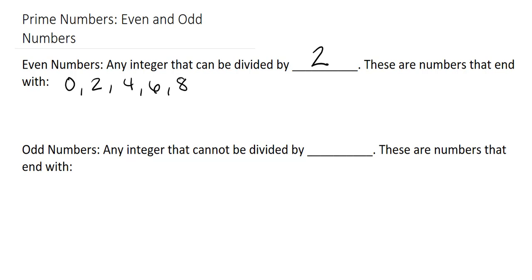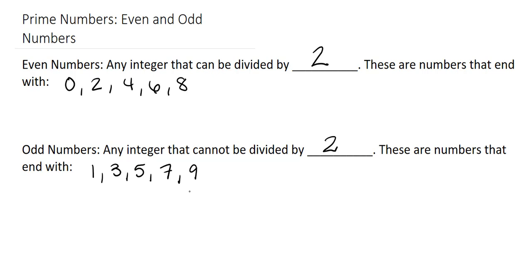Now, odd numbers are any integer that cannot be divided by 2. So these are the numbers that end with 1, 3, 5, 7, and 9. So anytime you see a number that ends with those, you know it's an odd number.